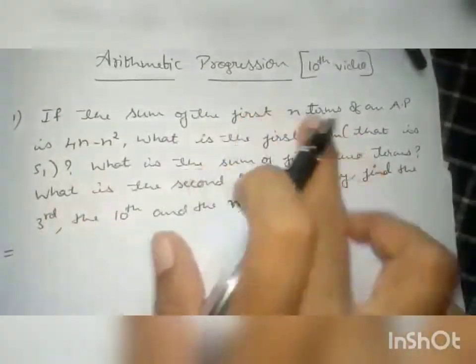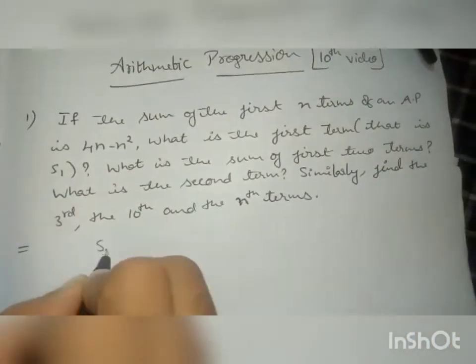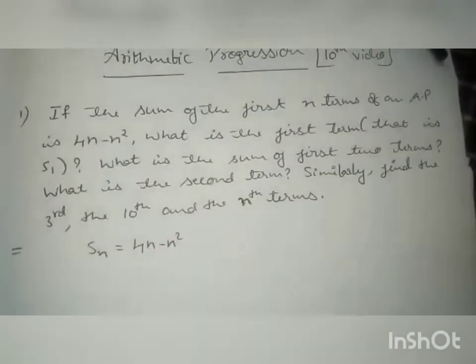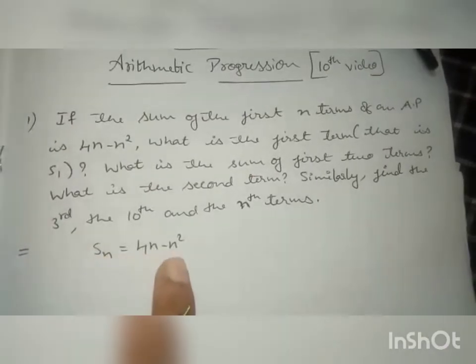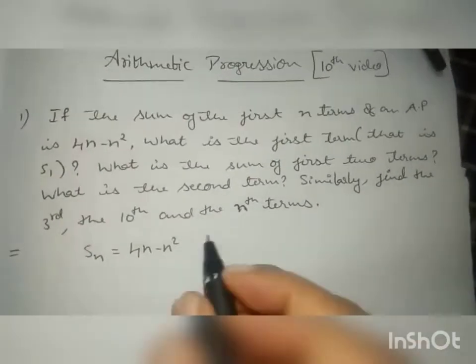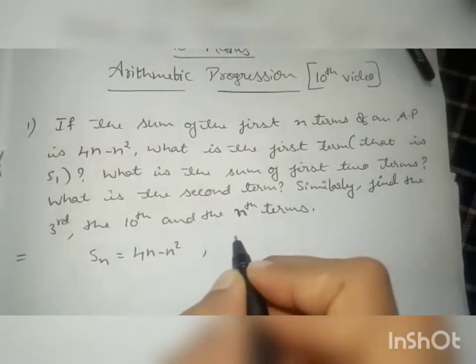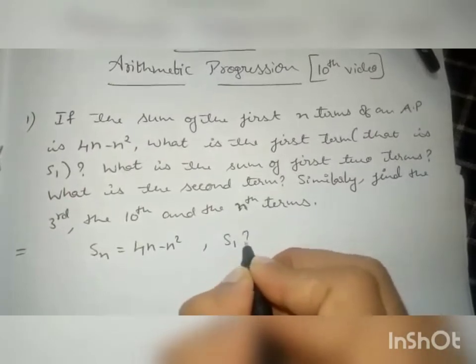So what they have given here, Sn they have given. What all they have given, we'll write it first. Sn is equals to 4n minus n square. They have given an expression, not the exact number. So Sn is equals to 4n minus n square. What they have asked to find: what is the first term? First term means that is S1 they have mentioned. So you want to find S1.